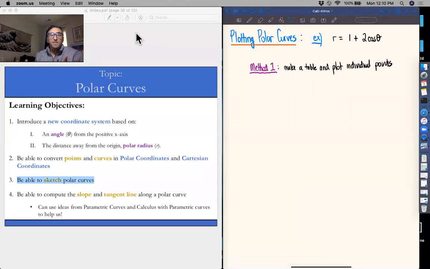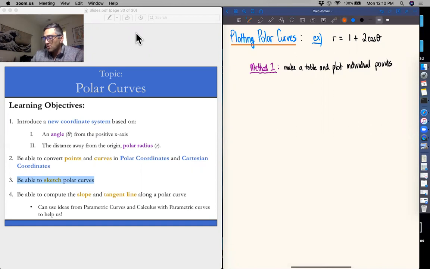In this supplemental video, we're going to quickly cover how to sketch polar curves using two different methods. The example we'll cover will be trying to sketch this polar curve: r equals 1 plus 2 cosine theta. And there are two different methods, like I said, that we can use to approach sketching polar curves.